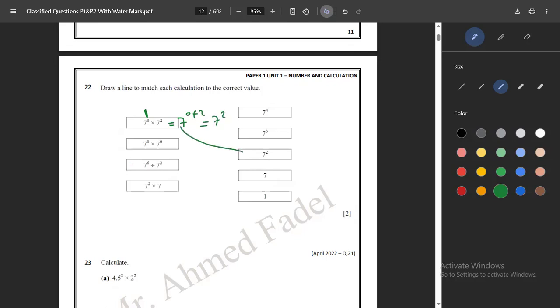So here, 7 to the power of 0 times 7 to the power of 0. 0 plus 0 is 0. Or 1 times 1, because we said this is 1, this is 1. It's just going to be 1.